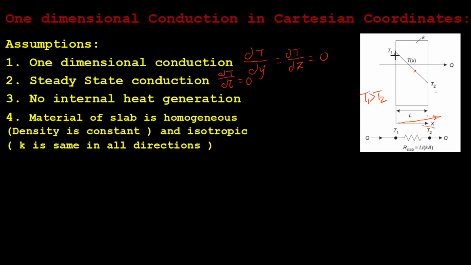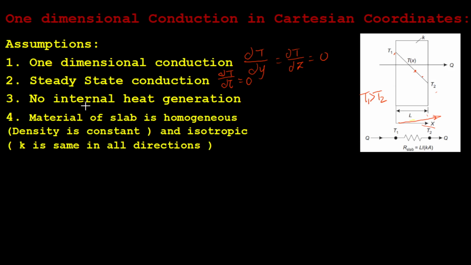Although here the temperature is T1 and here it is T2, and within the slab it will be between T1 and T2, if I measure the temperature at this point at any moment of time, or at this point at any moment of time, the temperature should remain constant.